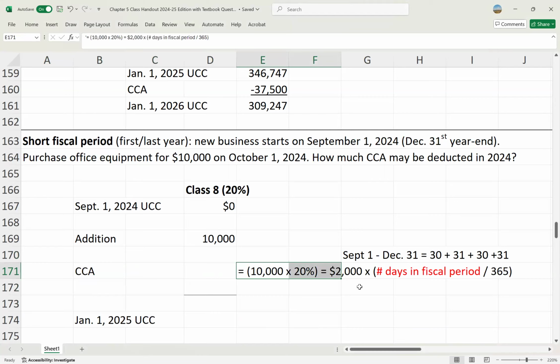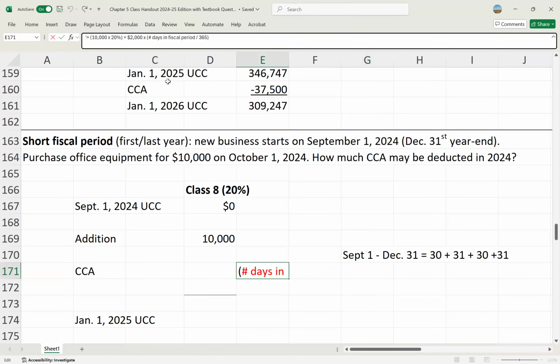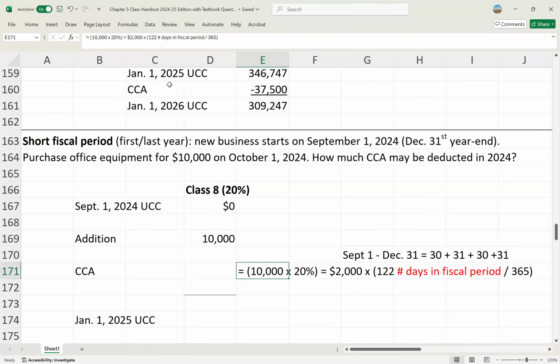But now we have to prorate it because we have a short fiscal year. And this is sort of where students often make mistakes. It's not from when you bought the equipment, it's from when the short fiscal year started. So the short fiscal year started on September the 1st, September the 1st to December 31st. We're going to add the number of days. That's going to be 122 days. So the calculation will be 10,000 times 20%, which is 2,000, times the number of days in that fiscal year, which is 122 days, divided by 365.